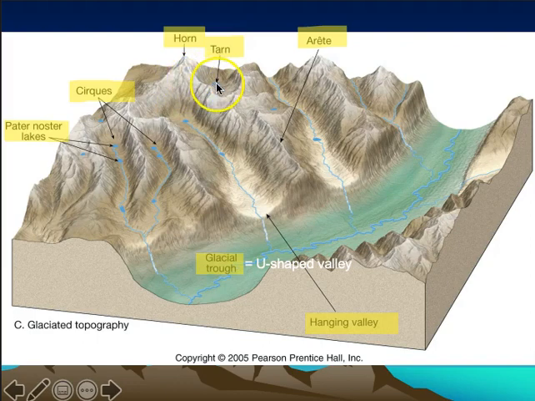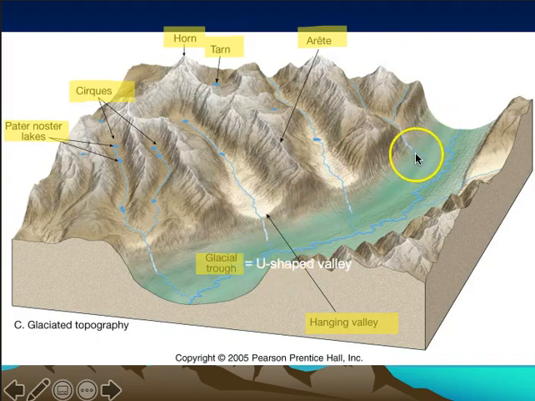A lake at the bottom of a cirque is called a tarn. A row of lakes down a glacial or U-shaped valley are called paternoster lakes. Here's our arête, another arête here, and more arêtes here. Here's the main U-shaped valley, called the glacial trough on here.